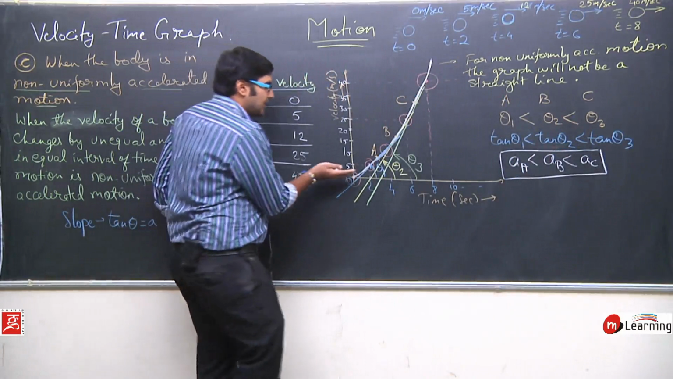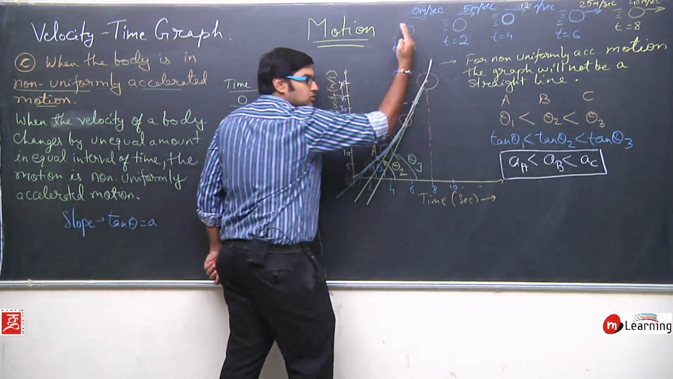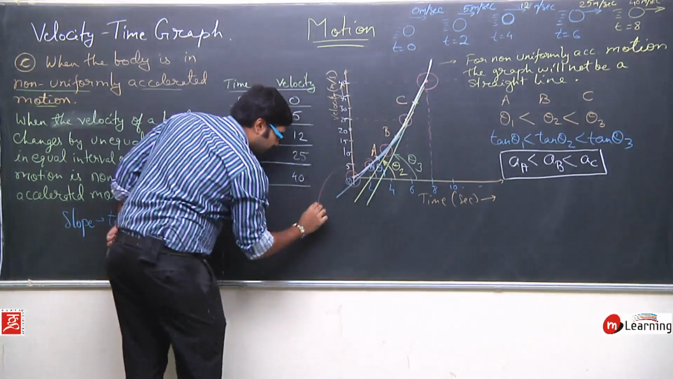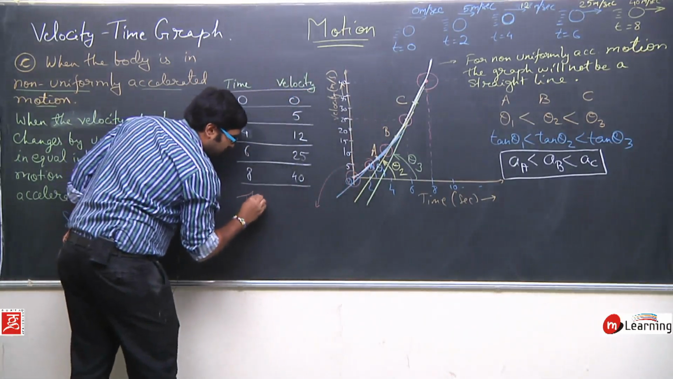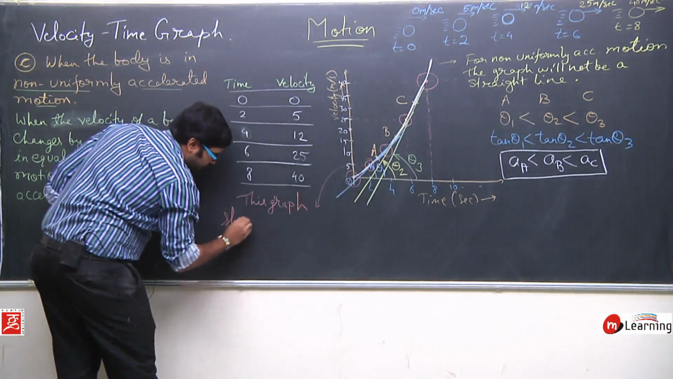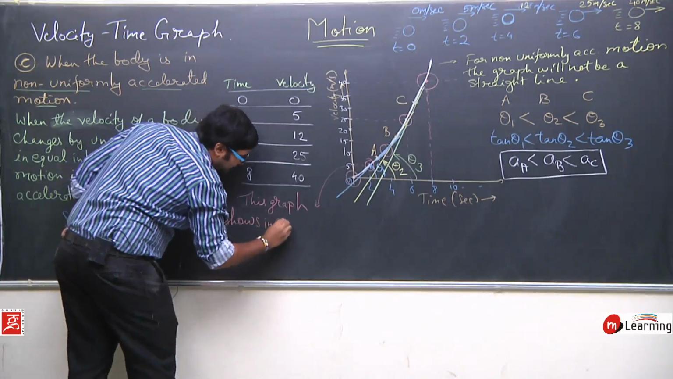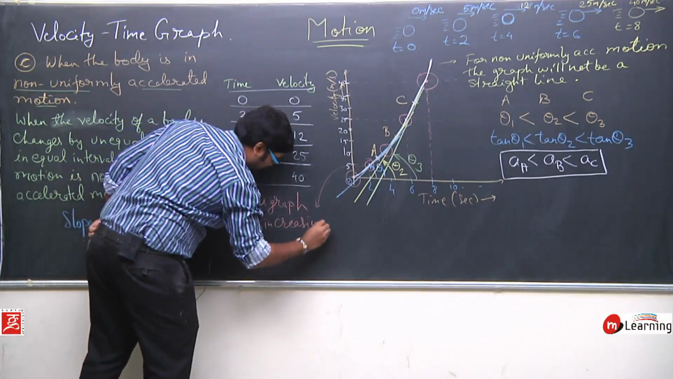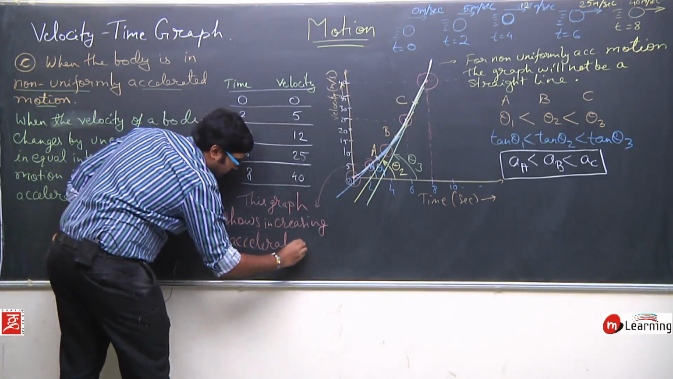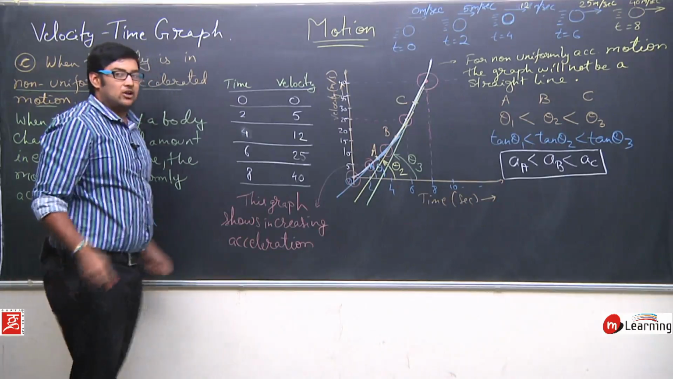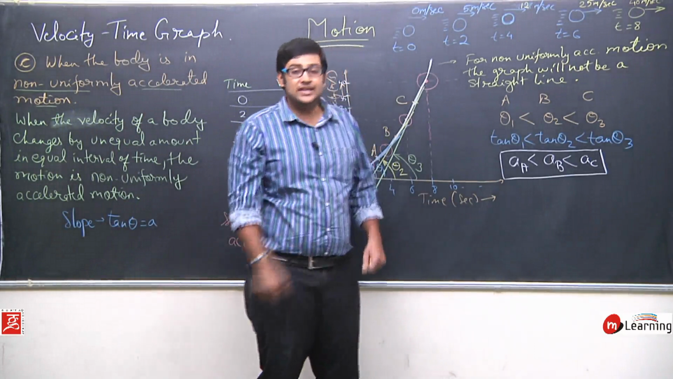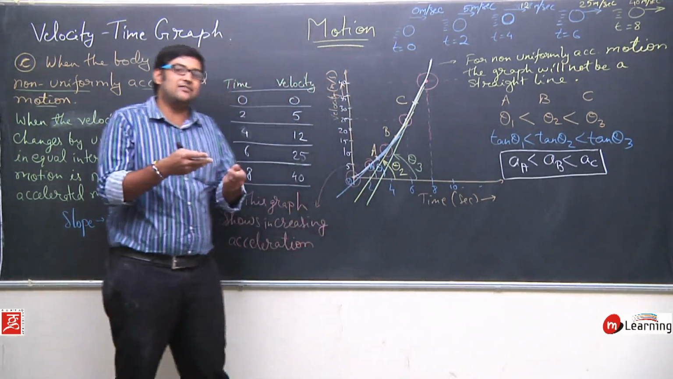So this is a relation that we can get. What we can see is the graph is moving like this. If the graph moves like this, we will say this graph shows increasing acceleration. This graph shows that the velocity is increasing, but the acceleration is also getting increased. The acceleration itself is increasing.